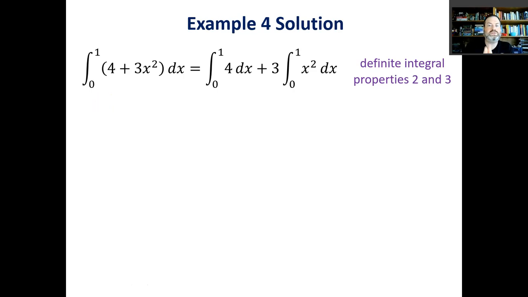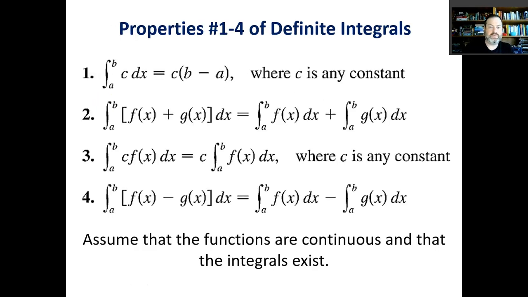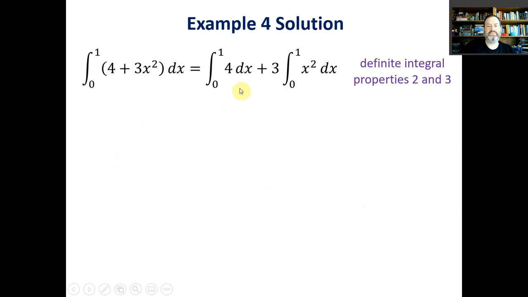So I'm using properties 2 and 3. So let's go look at properties 2 and 3. This is saying if you have a sum, you can take two different definite integrals connected by that sum. And 3 says if I have a constant, I can pull that constant to the front. And we're going to use the other one in a second. So that's what I did. I saw a sum, and I said I can just split this into two integrals. And for this one, I can pull the constant to the front. So this one has a 3x squared. I just pulled that 3 to the front.